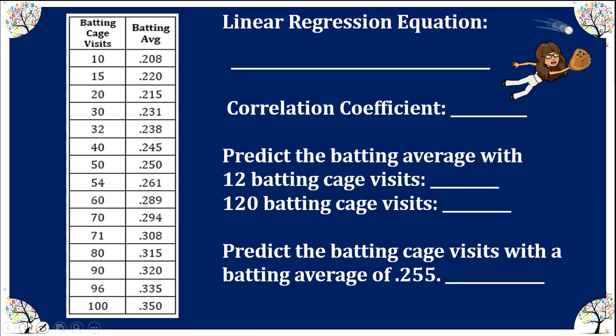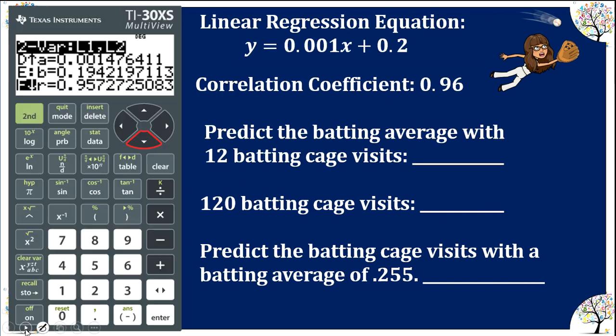Okay, let's look at one last example. Here we have the number of visits a baseball or a softball player makes to the batting cage. And then here's the season, our batting average. So we're going to put in list 1, which is going to be the X values, how many times you practiced, and list 2 will be the actual games.